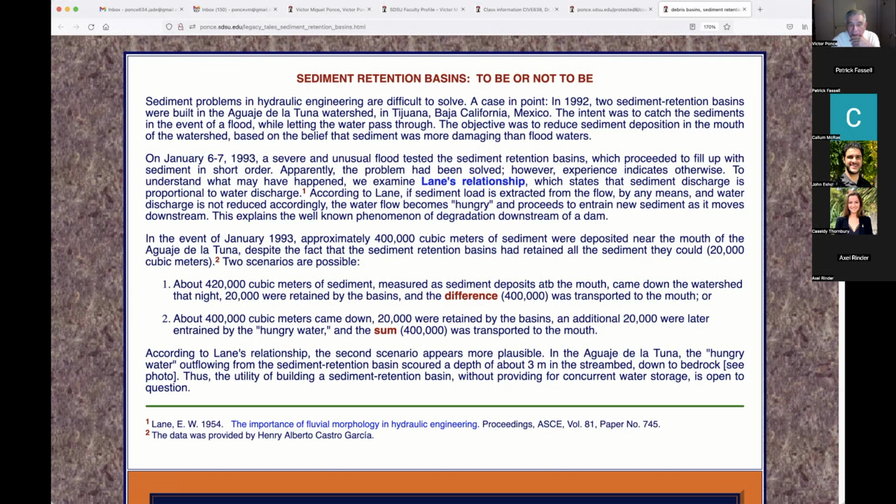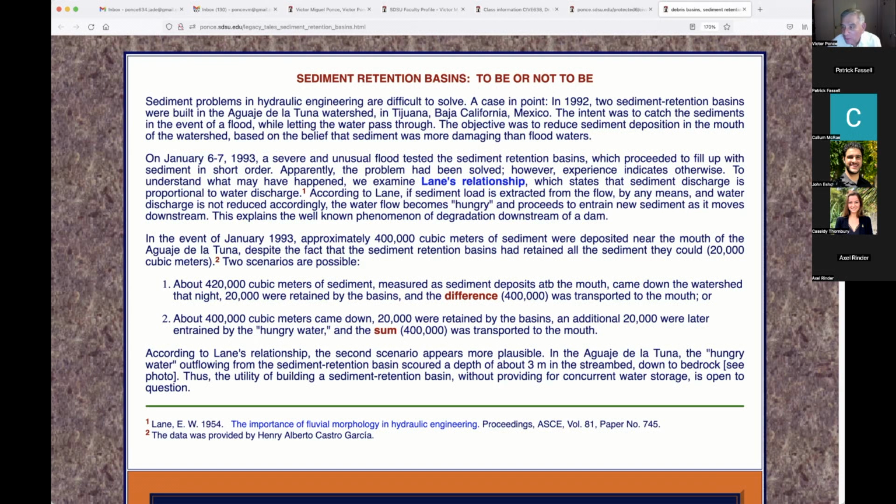About 420,000, two scenarios are possible. This is what I am speculating here. About 420,000 cubic meters of sediment, measured as sediment deposits at the mouth, came down the watershed that night. 20,000 were retained by the basins, and the difference, 400,000, was transported to the mouth.